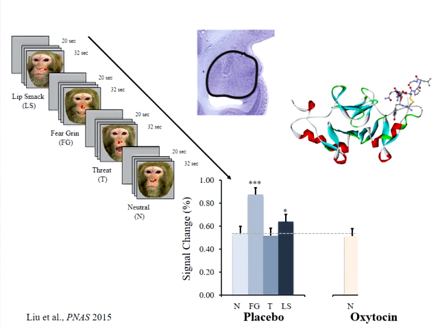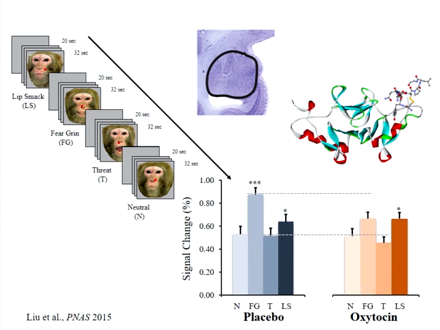So you see, the oxytocin does not alter the response to the neutral phase, as well as the lip smack phase. The lip smack phase is special for monkeys. We usually don't have that for humans. It's kind of a happy or affiliative phase. But we found oxytocin changed the response to the fearful phase and the threat phase.